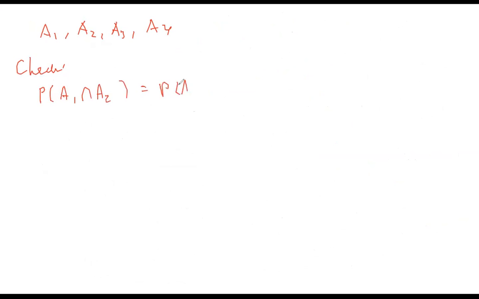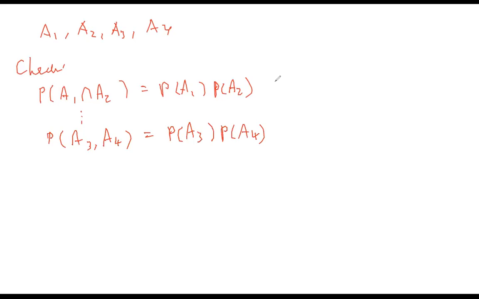So suppose, let's say you have another example. Let's say you have A1, A2, A3, and A4. You will have to check these things. P of A1, A2. Okay, you check this until 3, 4, yeah. So how many will be there? There will be 4 choose 2 to check, right? So there are actually 6 things to check here.